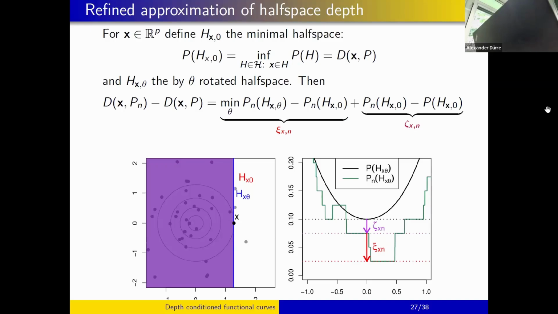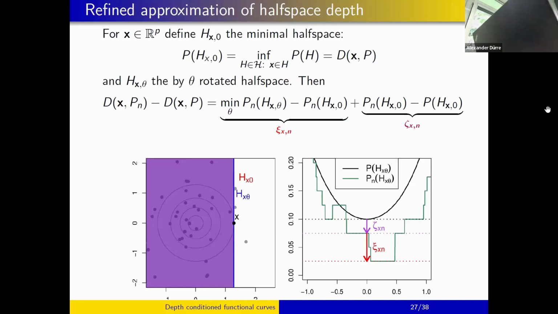But you have a second error, and that's that the empirical minimum is not at the same point as the theoretical minimum. That's the xi. And for the xi(n), we developed a bound, also based on empirical process theory, which says that this is of order n to the power of -2/3. And this is what we need. We need something which goes faster to 0 than square root n.